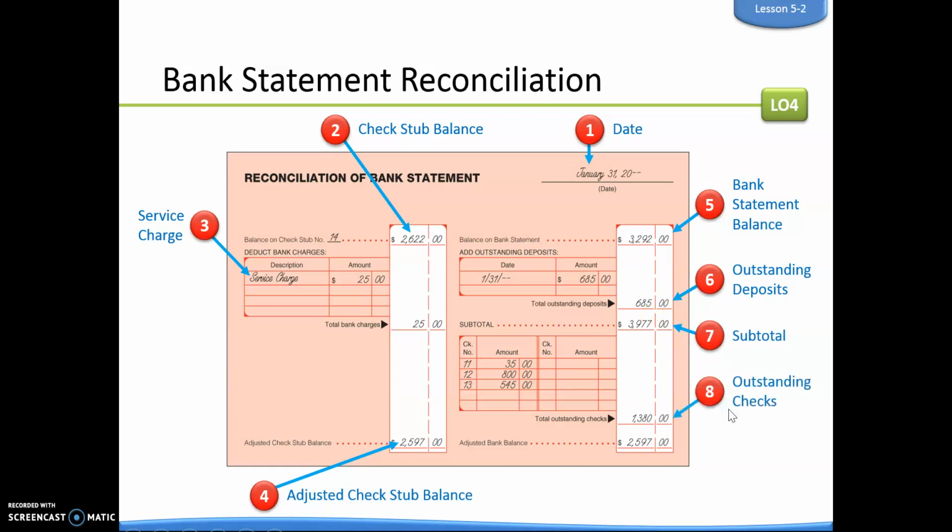Then we also look through our checking account and see which checks have not been cashed yet. So you can see we have three of them. Check number 11 for $35, check number 12 for $800, and check number 13 for $544. We total all three of those, and those are our total outstanding checks of $1,380. Then we take our subtotal and subtract out the checks that haven't been cashed yet, and you can see we have an adjusted bank balance of $2,597, which our next unused check stub and our bank balance now equal. And that's what we wanted to have happen. So we're good. That's the point of a bank reconciliation.